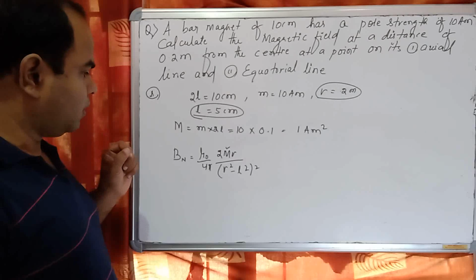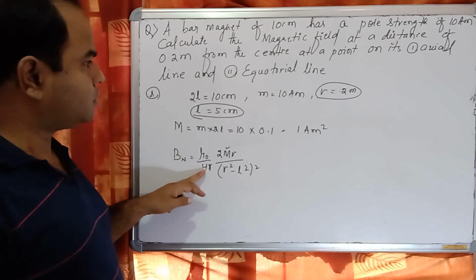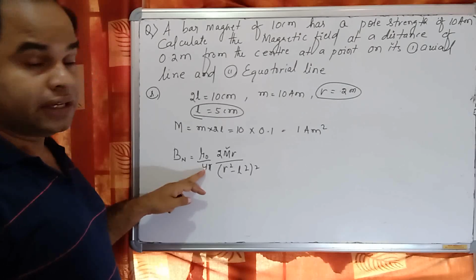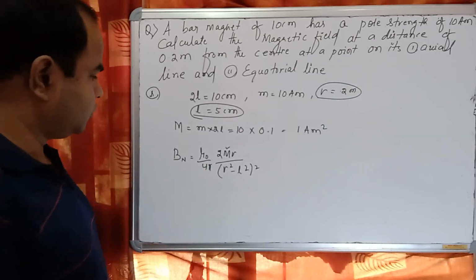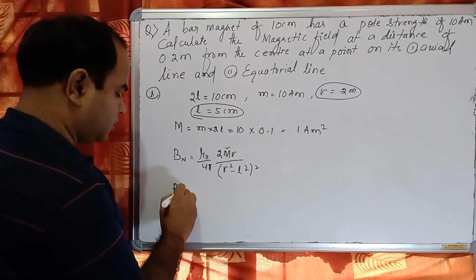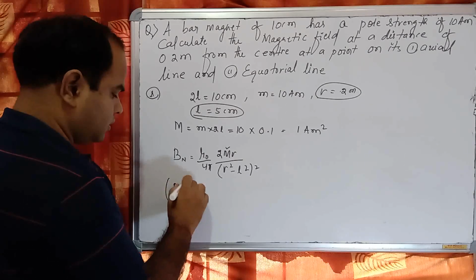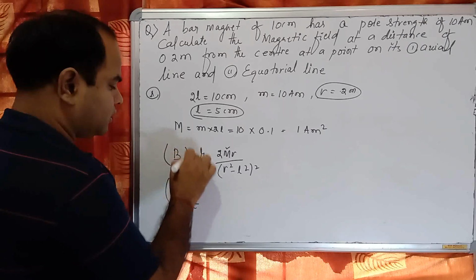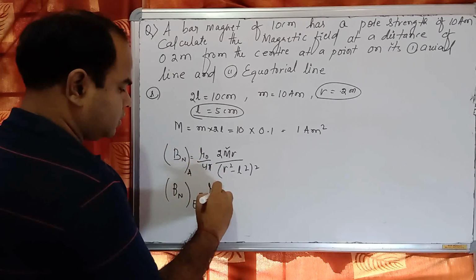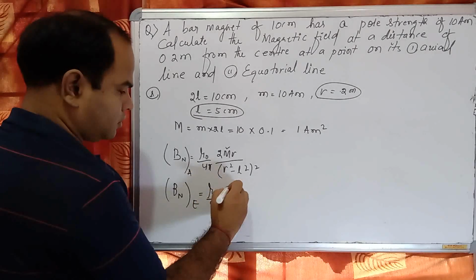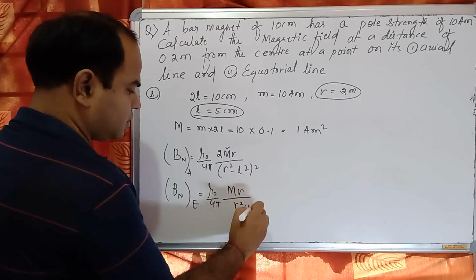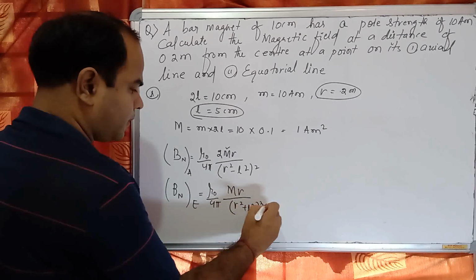Okay, use this formula, that is the magnetic field at any axial point. So this is the equatorial formula, that is mu naught by 4 pi, that is M r divided by (r square plus l square) to the power 3 by 2. Okay.